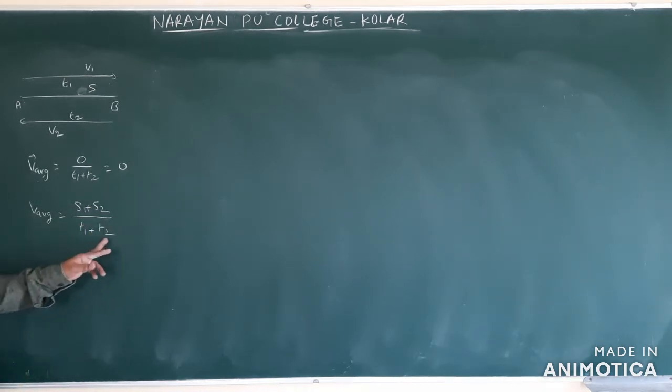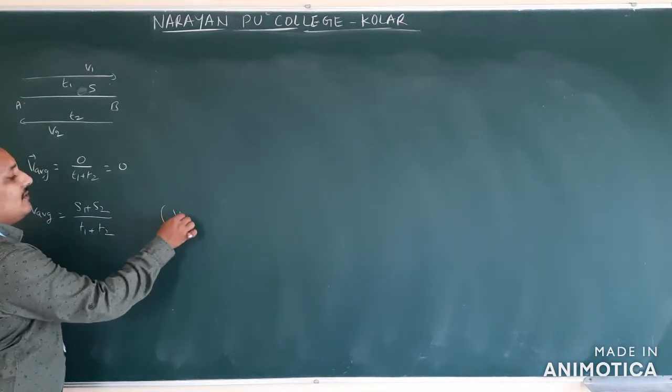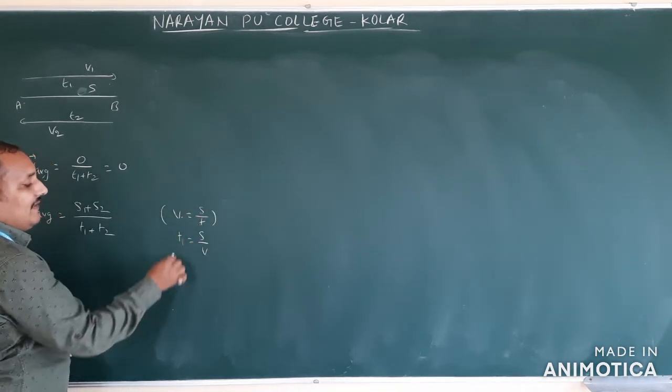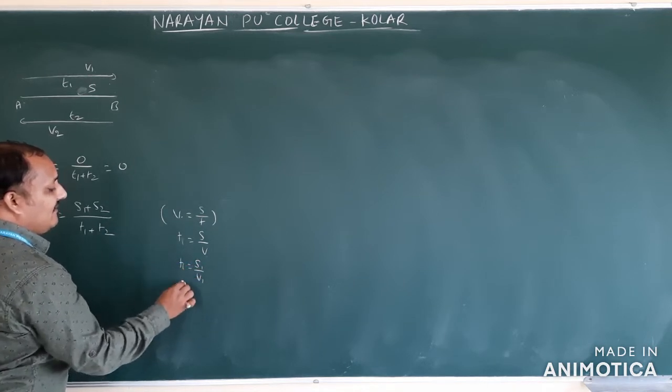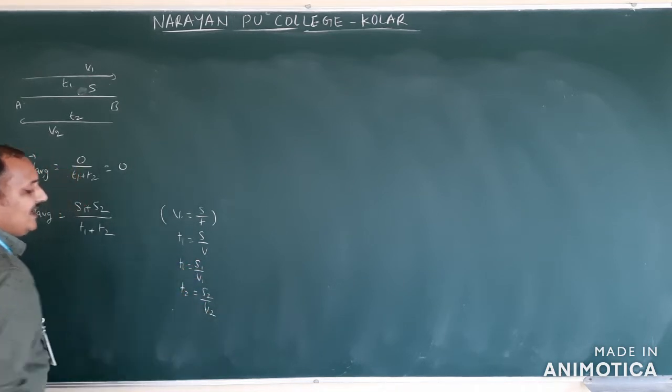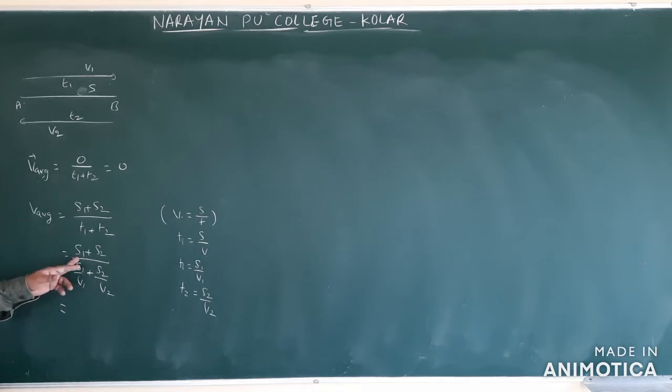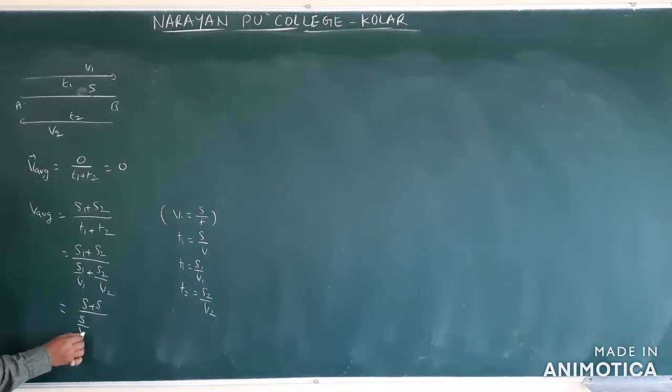Again in this, time is not there. Isn't it? We came to know only speed. Therefore, eliminate this t. How will we get? We came to know that v is equal to s by t. Therefore, t is equal to s by v. Then t1 is equal to s1 by v1, t2 is equal to s2 by v2. Substitute: s1 plus s2 by s1 by v1 plus s2 by v2. Here what is s1? S. What is s2? That is also S. Next, v1 is v1 only, v2 is v2. Therefore, what you will get? S plus S by v1 plus s by v2.